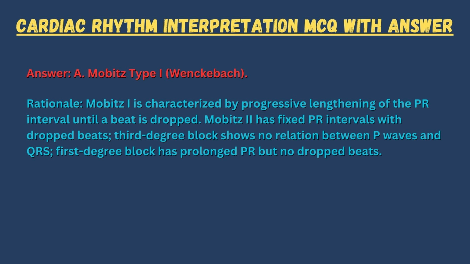Answer: A. Mobitz type 1 Wenckebach. Rationale: Mobitz I is characterized by progressive lengthening of the PR interval until a beat is dropped. Mobitz 2 has fixed PR intervals with dropped beats. Third degree block shows no relation between P waves and QRS. First degree block has prolonged PR but no dropped beats.